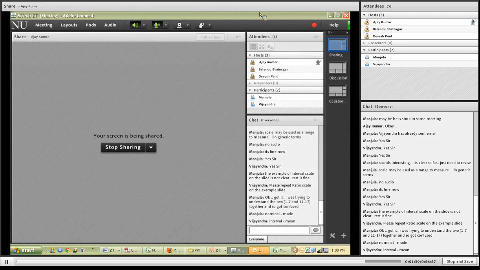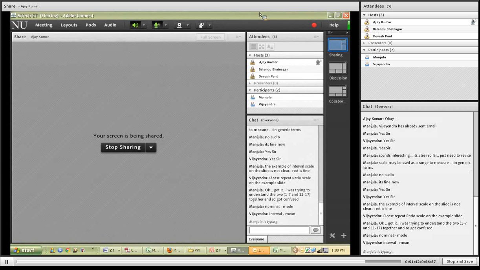Nominal is mode. That is right, because interval is mean. That is very right, Vijendra. Rightly said. What about ordinal? Only thing left is ordinal now. Nominal and interval are right. So what do you think is right, Manjula?